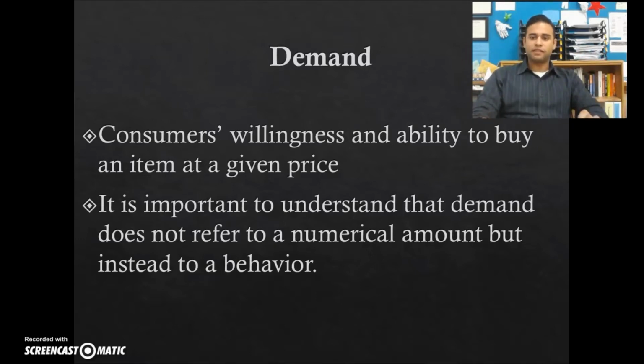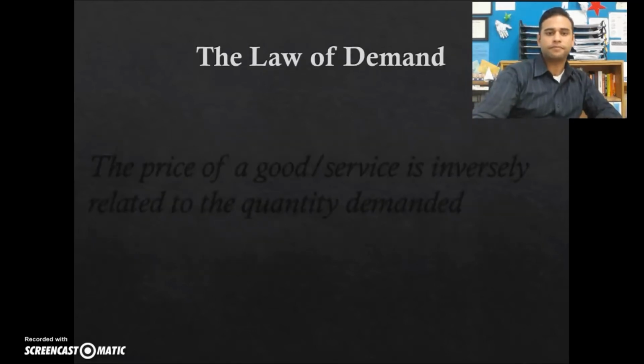And this is semantics. This is verbiage, but it's important. The thing that's changing is the quantity demanded. Because demand doesn't describe an amount. Demand is that behavior itself. That behavior that as the price goes down, there's an increase in the quantity that's demanded. And we'll talk more about this. That change in quantity demanded as price changes is the law of demand.